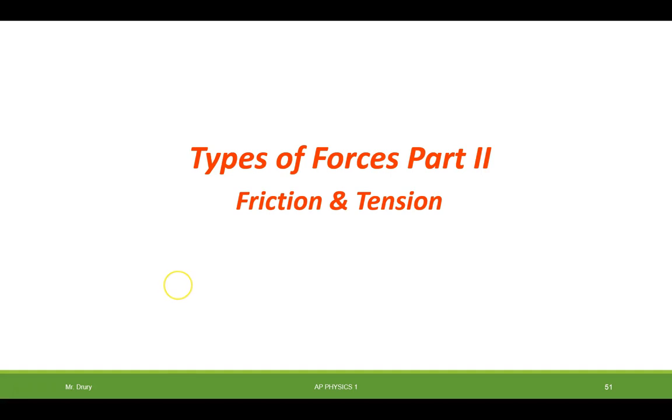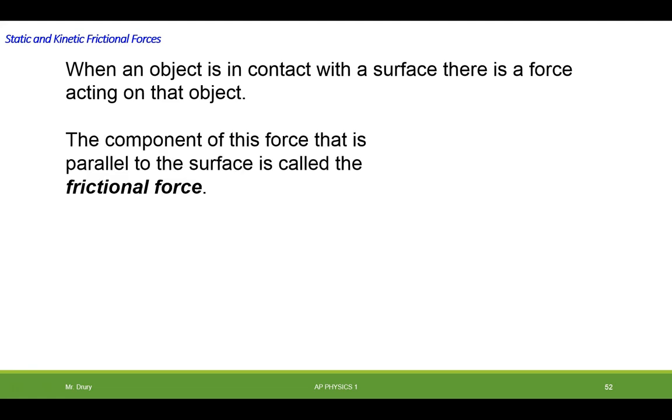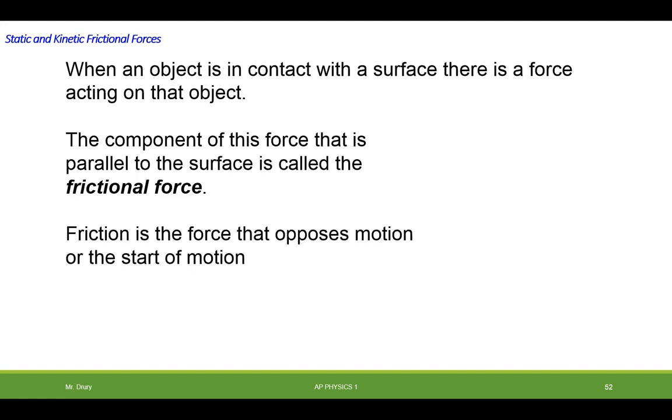Okay, today's lesson we will continue our conversation on types of forces. We're going to talk a little bit about friction and tension. All right. When an object is in contact with a surface, there is a force acting on that object. So obviously, if an object is sitting on a desk, there's a force between the desk and that object. The component of the force that is parallel to the surface is called the frictional force. And friction is the force that opposes motion or the start of motion.